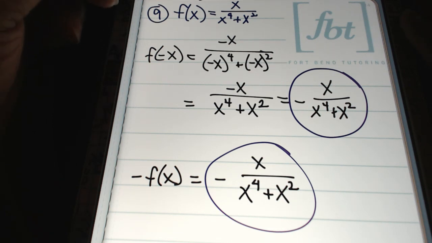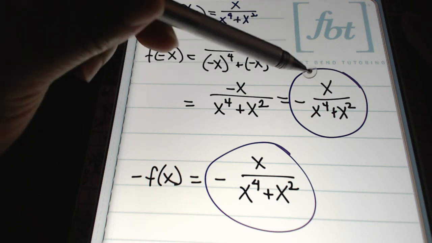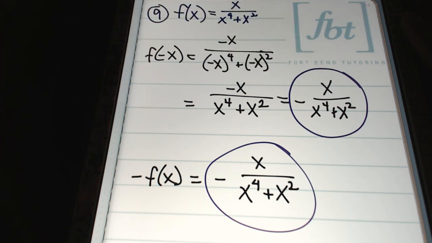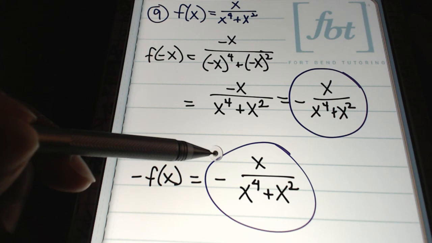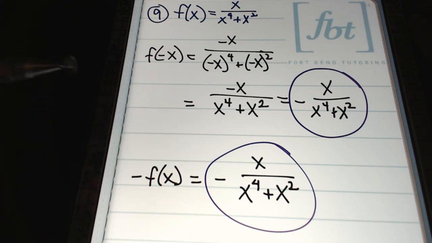So, here's the deal. Looking at our original function, f of x, we had x divided by x to the 4th power plus x squared. That's our original function. We slapped a negative x in there, simplified it, and found that this gave us the opposite of the original function. We slapped a negative sign in front because that's all we had to do. And notice that f of negative x is equivalent to the opposite of f of x.